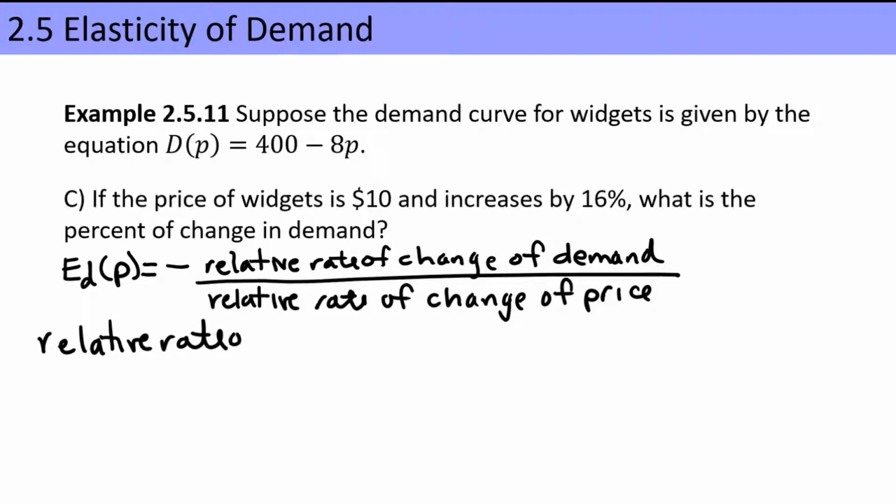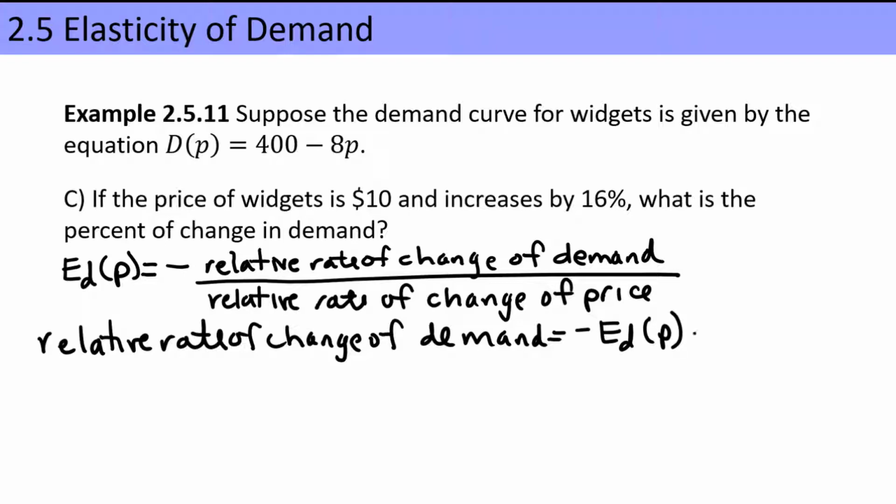rate of change of demand is equal to, let's carry the negative through, the negative of the elasticity of demand with respect to price times, and I'm going to shorthand relative rate of change to RROC of price. So let's compute.